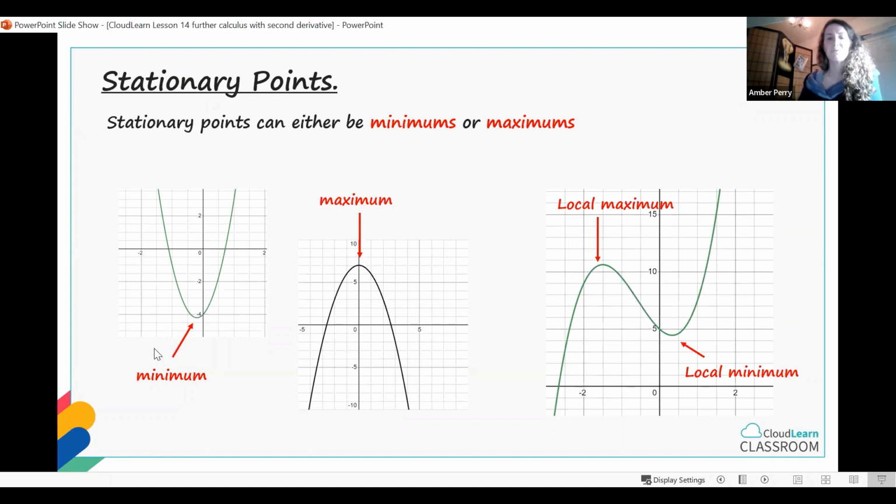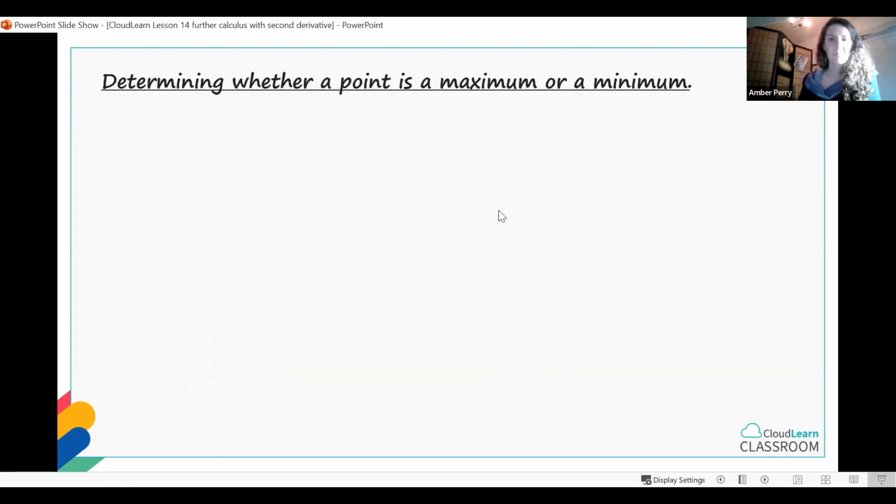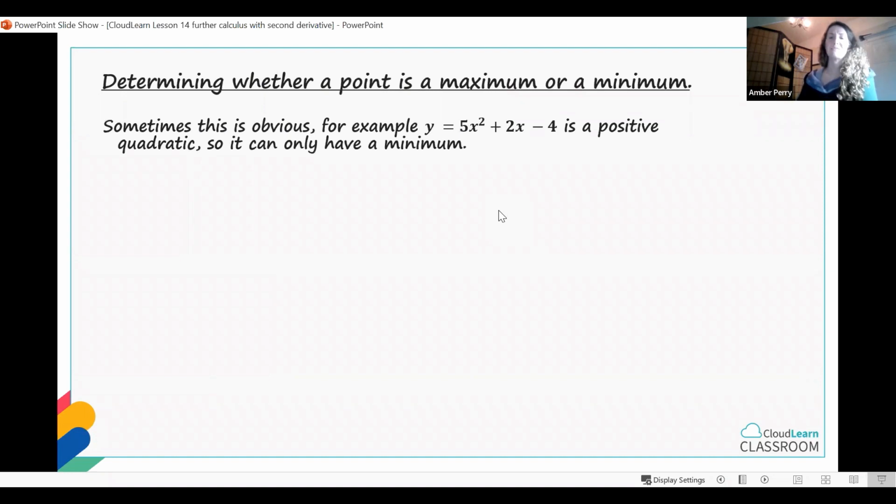So you will see those words, okay? And you might be asked to find the maximum point or the minimum point or the maximum value and a minimum value, okay? So you may be asked to determine whether a point is a maximum or minimum. And if you are, it's normally really obvious, okay?